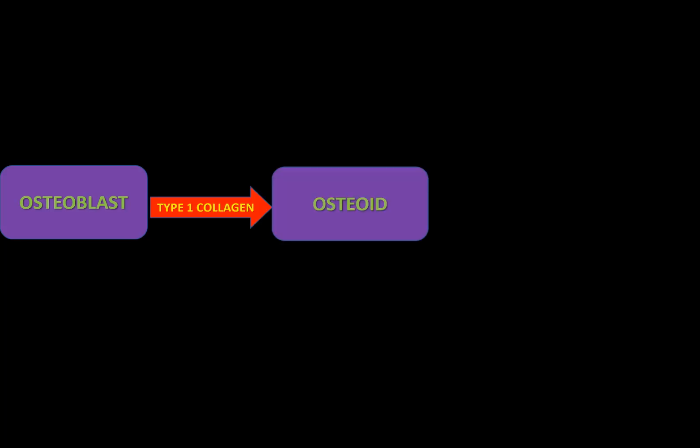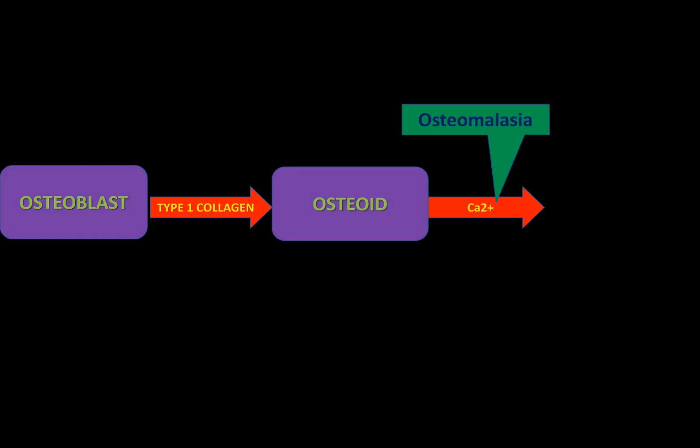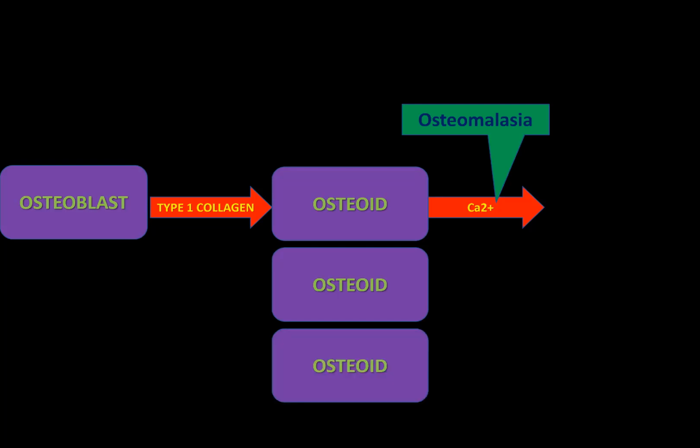Now, what happens in rickets and osteomalacia is that the osteoblasts produce normal type 1 collagen, then it forms osteoid, which has to get mineralized to form osteon. But what happens in osteomalacia or rickets? This calcification is not happening. So what happens? The osteoid keeps on increasing, but there is no osteon formation.